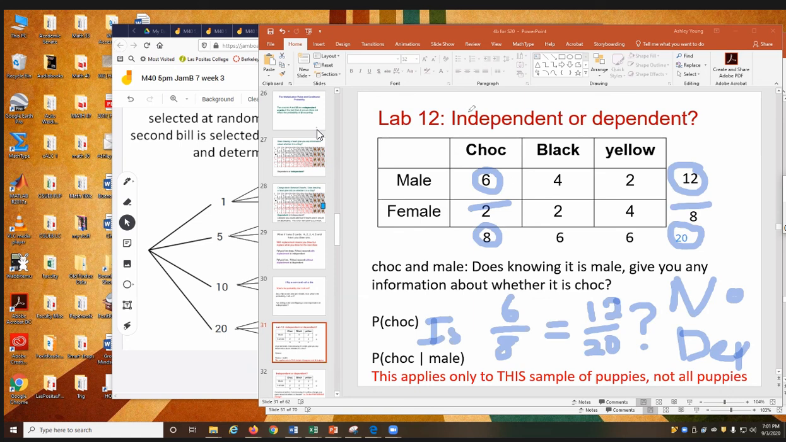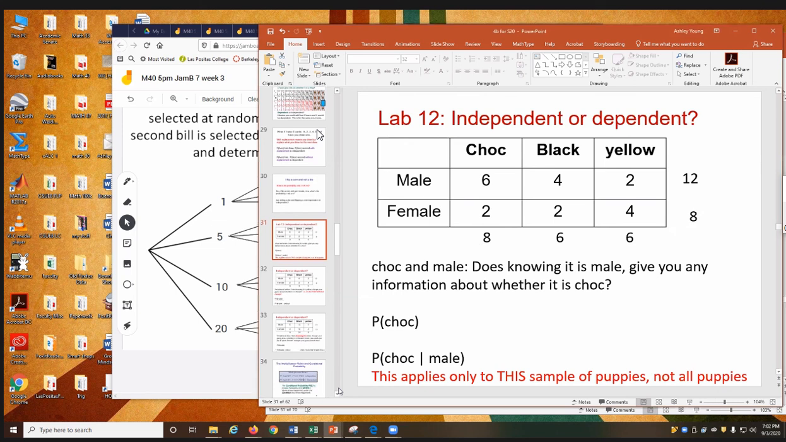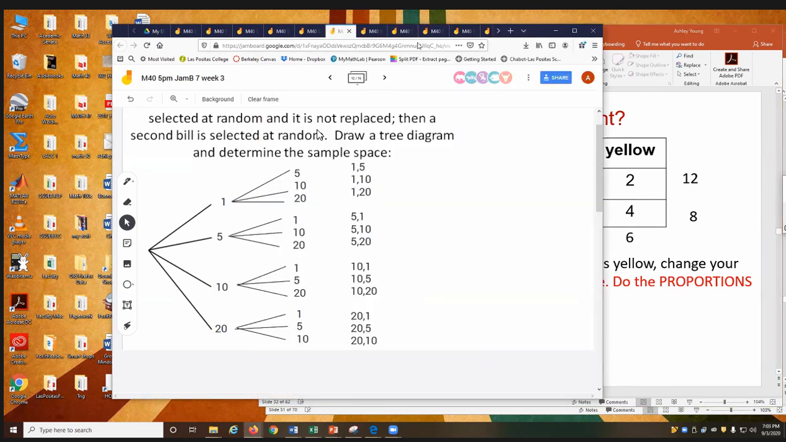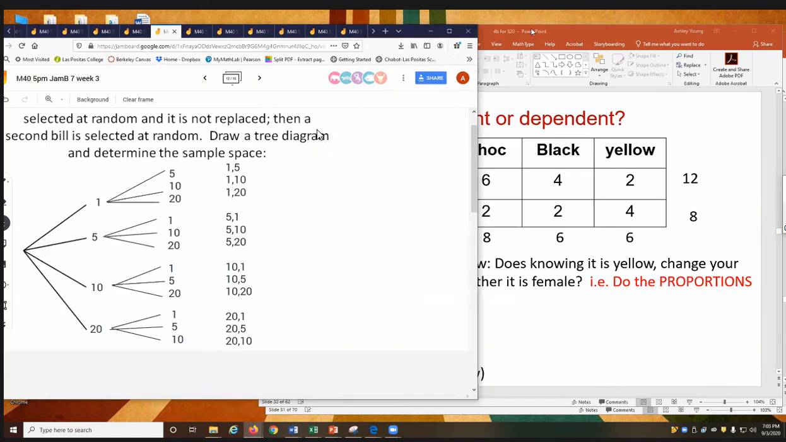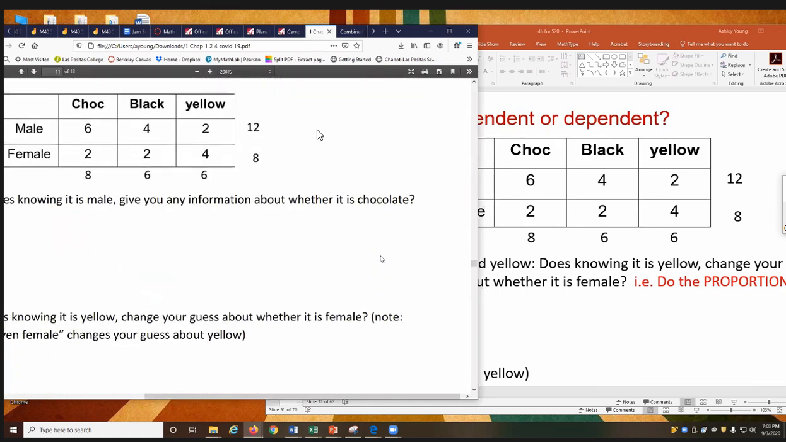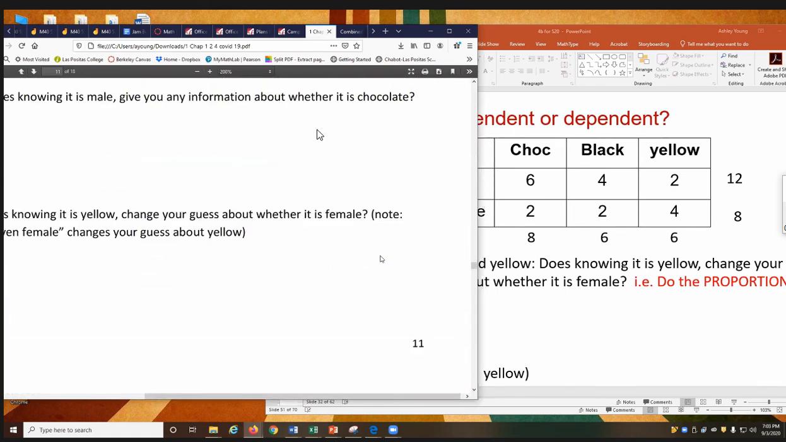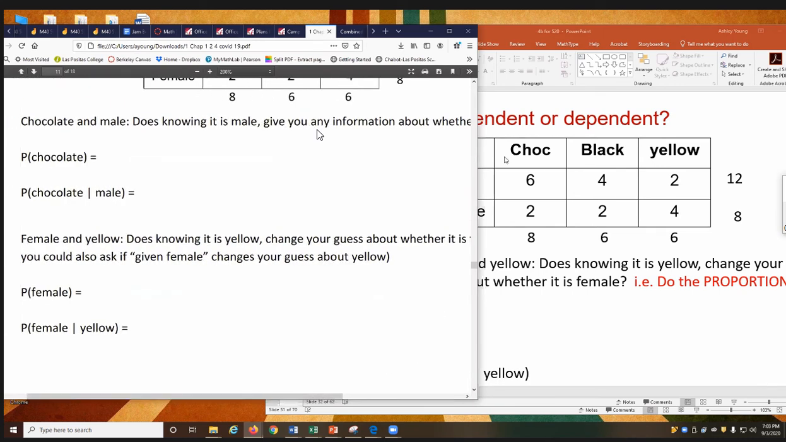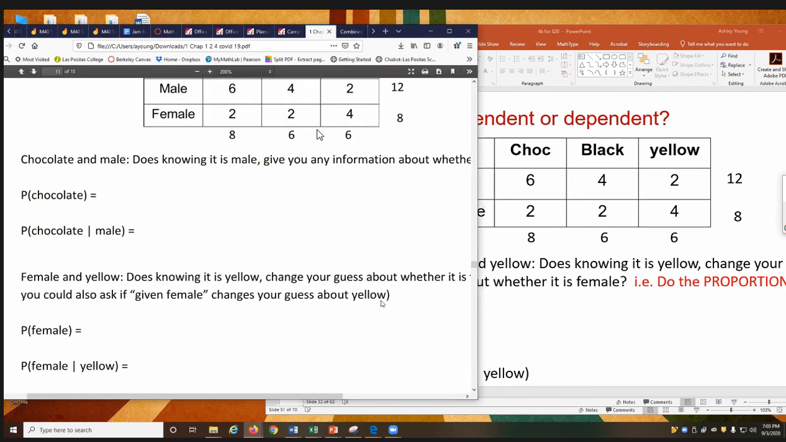Let me show you another one. So how about this one? Are these independent or dependent? And I'm hoping that I was smart enough to put this on your sheet. Any notes? Anybody help me out here? Bottom of the yellow. Right, that was the first one. Oh, this is the second one. Same one. So now female and yellow. Same picture above. Same table.